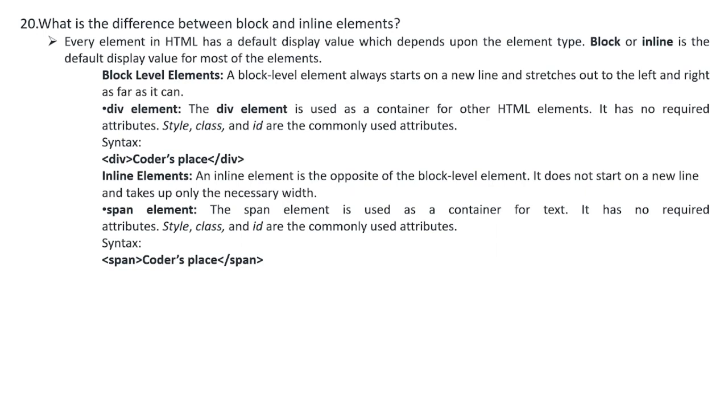Inline elements. An inline element is the opposite of the block level element. It does not start on a new line and takes up only the necessary width. Span element. The span element is used as a container for text. It has no required attributes. Style, class, and id are the commonly used attributes. Syntax. Opening span tag, then content, then closing span tag.